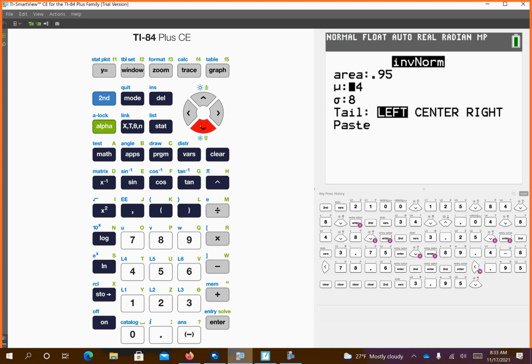Recall the mean is 84, and the standard deviation is 8. That's from above. So we're looking for the area to the left. What we're doing is coloring in 95% of our area under the curve. That's what the 0.95 is. Where does that land on the x-axis?